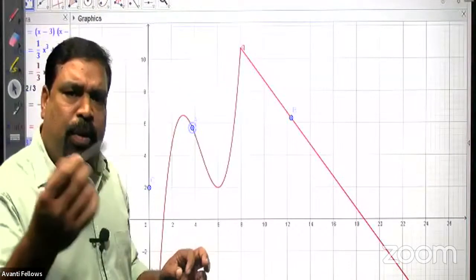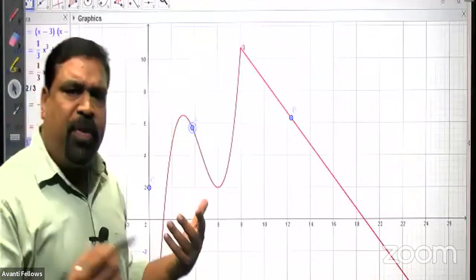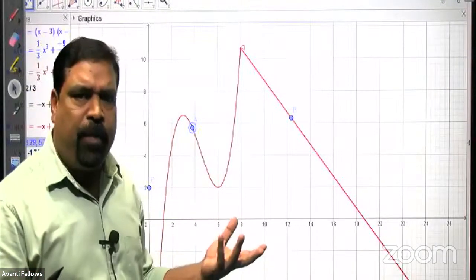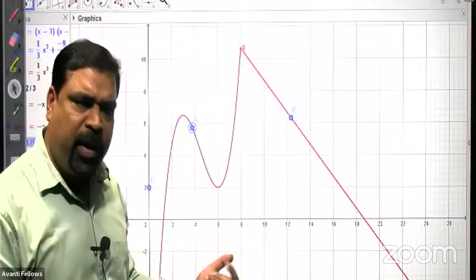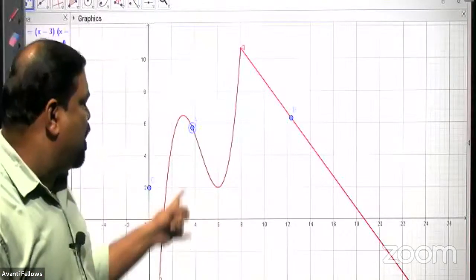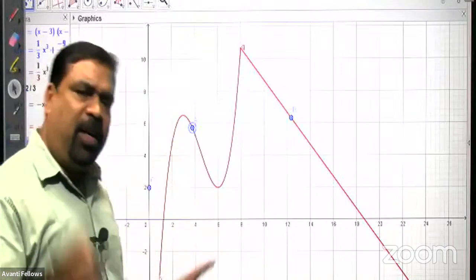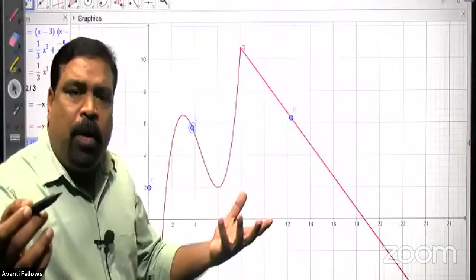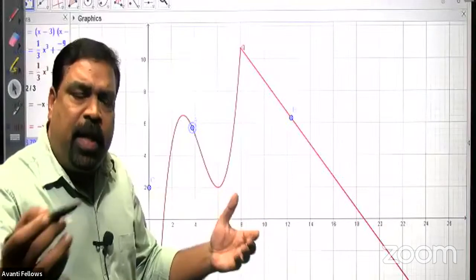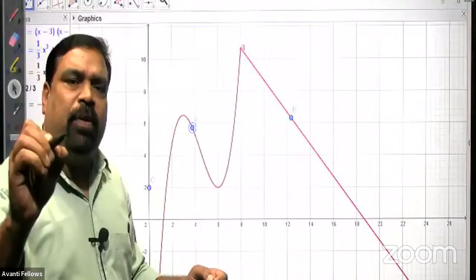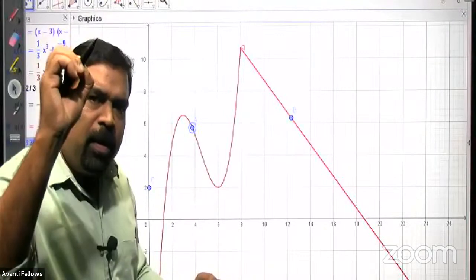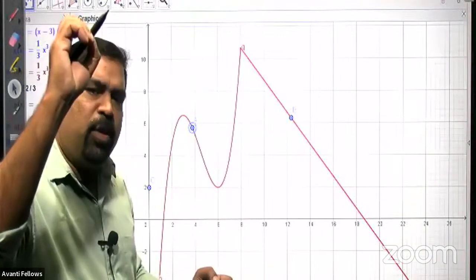Okay, f dash x equal to 0. Otherwise, f dash x does not exist. f dash x does not exist means not differentiable, and that also can be a critical point. So very clearly, once you identify the critical point, how do you decide that it is a point of local maxima? So how to get it?